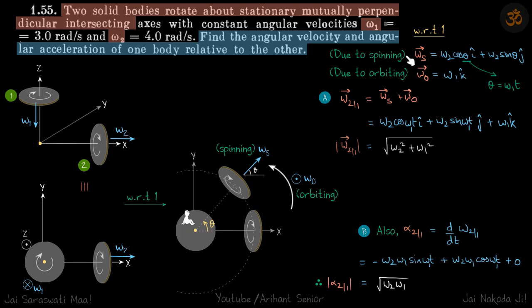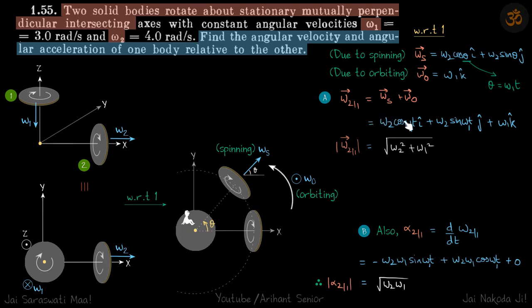So now 1 is observing these two rotatory motions by the body. So total rotation with respect to 1 is going to be the vector sum of both of them. So omega of 2 with respect to 1 is omega s plus omega o, because both of them individually are also with respect to 1.